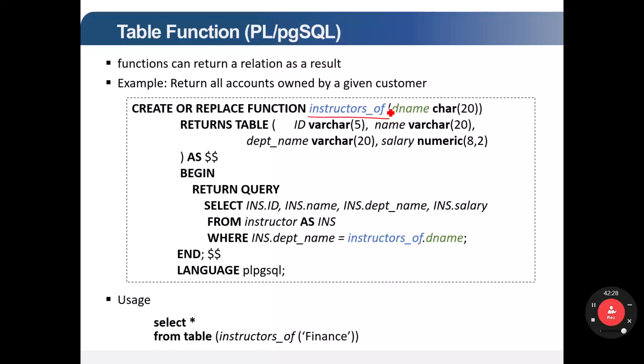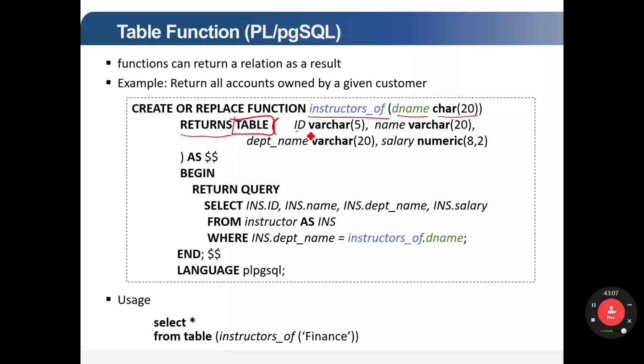The name of the function is instructors of, and it takes one argument parameter of character type, character 20 type. So it can have maximum 20 characters. And previously, in the previous example, we returned an integer from the total student function. But here in this example, we are returning a table, not a scalar value. So we need to specify what attributes this table has.